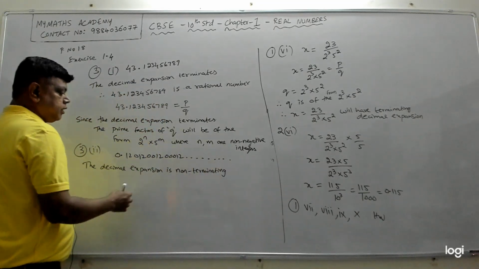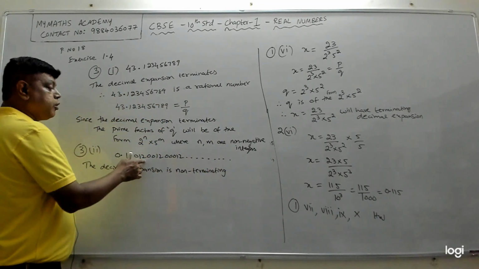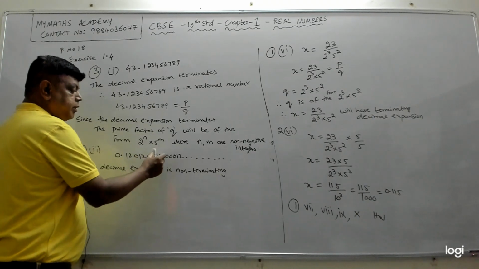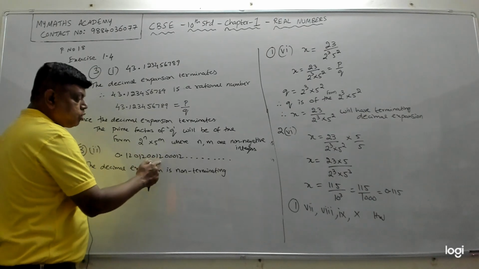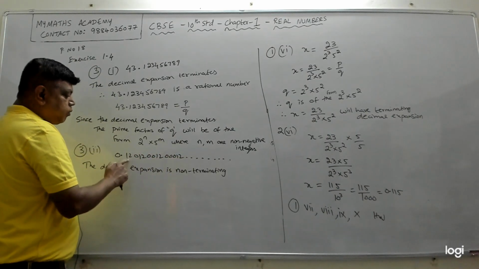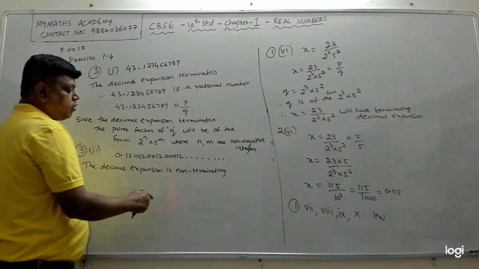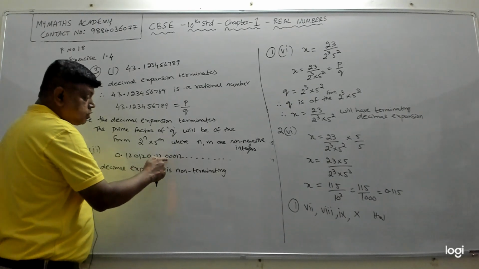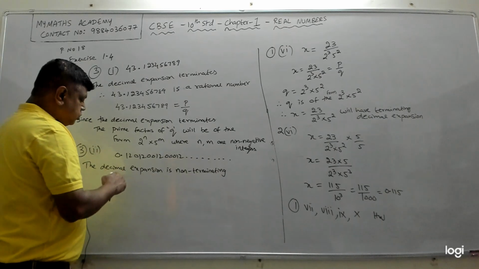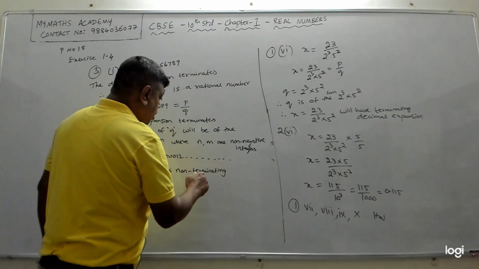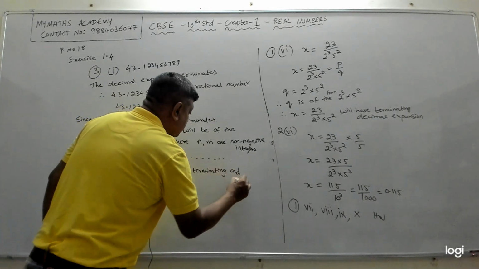Is any number repeating? It is 1 2, it is 0 1 2, 0 0 1 2. So nothing is repeating. If it is repeating, then suppose I have 0 1 2, I should have 0 1 2, 0 1 2, 0 1 2, like that. If I have 1 2, then 1 2 1 2 1 2 should come. Or if it is 0 0 1 2, I should have 0 0 1 2, but I have 0 0 0 1 2. So it's not repeating also. So the decimal expansion is non-terminating and non-repeating.